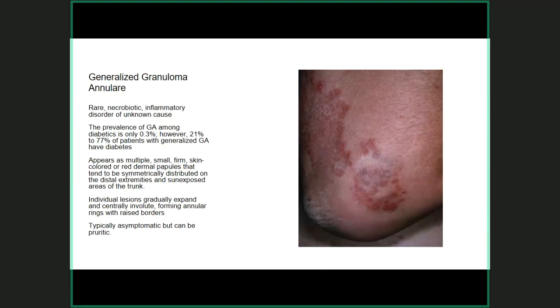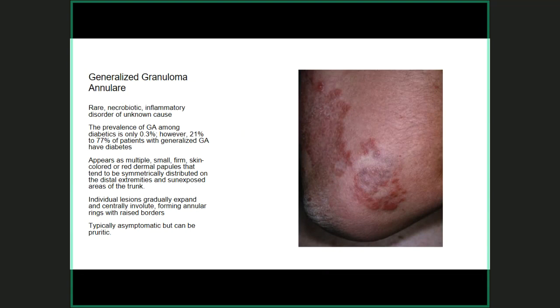So this is generalized granuloma annulare. There are 5 different variants of granuloma annulare: localized, subcutaneous, perforating, arcuate, but the generalized one is the one that's more commonly associated with diabetes. Its prevalence is lower under diabetes, but if you have it, then you're more likely. So 21% to 77% of patients with generalized GA actually have diabetes.